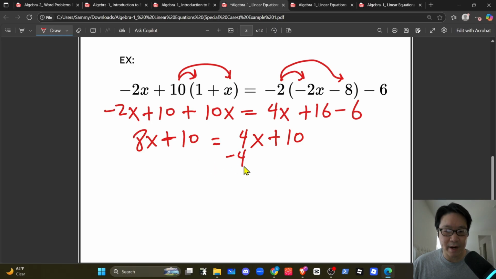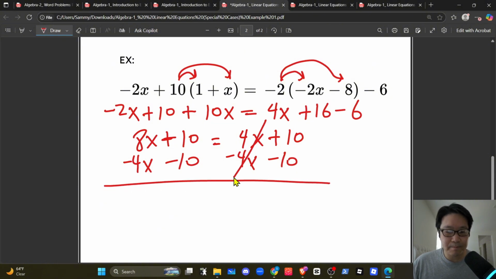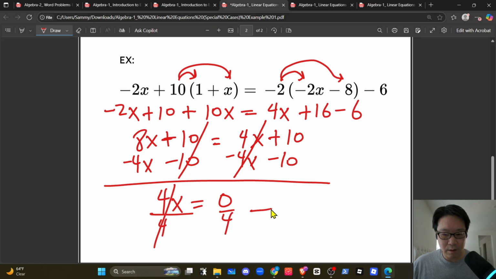So I'm going to subtract 4x from both sides. And then I'm going to subtract 10 from both sides. And when we do that, we get 4x on the left side and 0 on the right side. Divide both sides by 4. And we get an x value equal to 0.